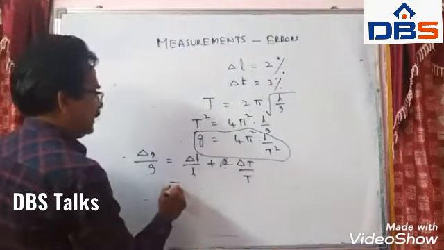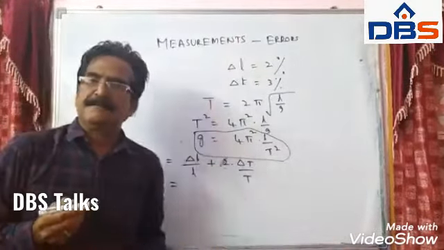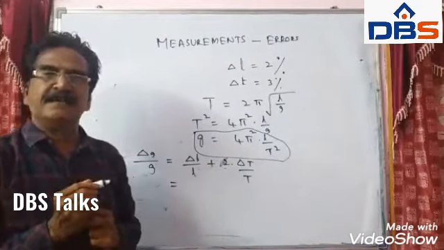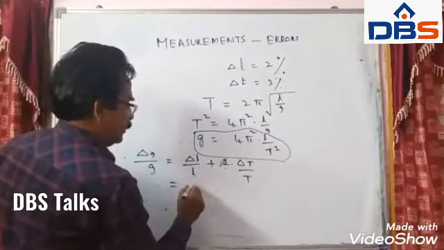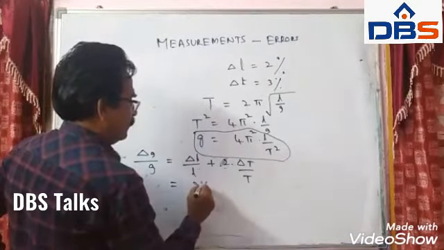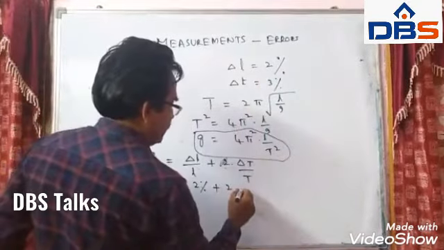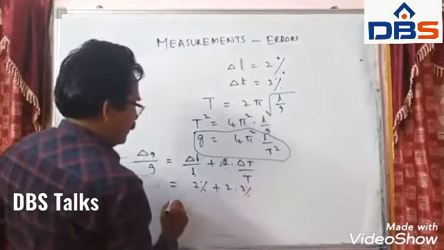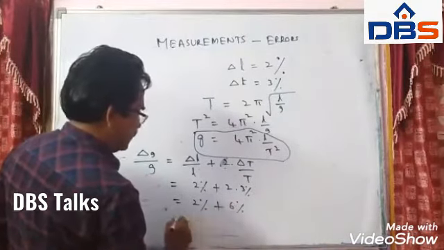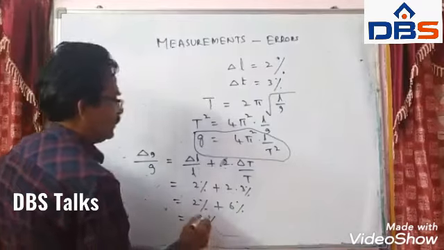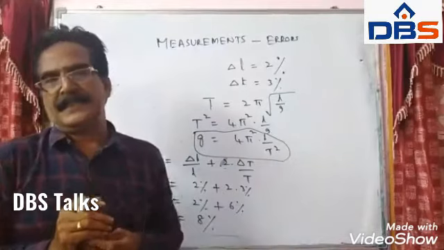So here we are getting for delta l. What is delta l? Directly it is given in percentage. So here delta l by l is 2% plus 2 into delta t by t, 3%. 2% plus 6% is equal to 8%. This is your answer, friends. Delta g by g is equal to 8%.